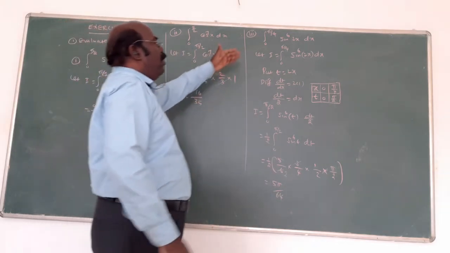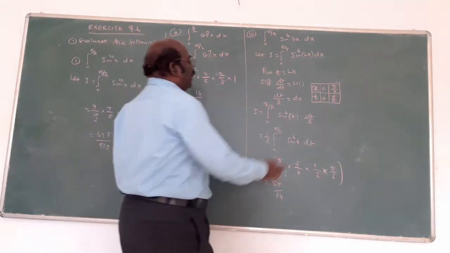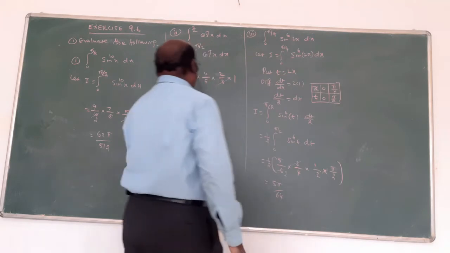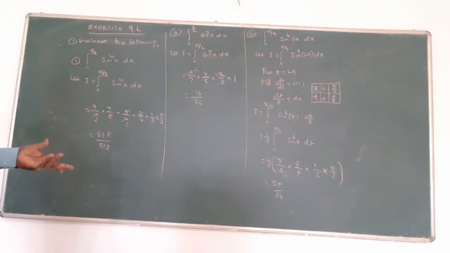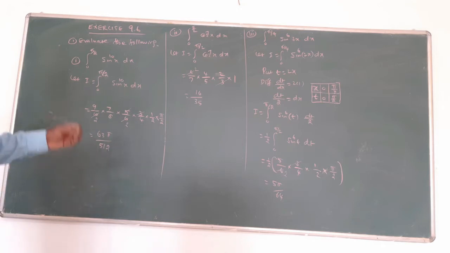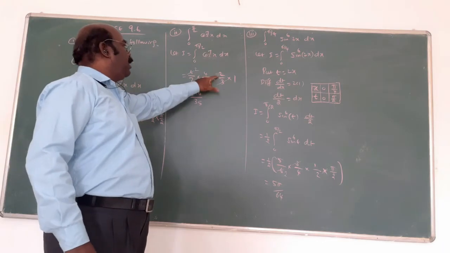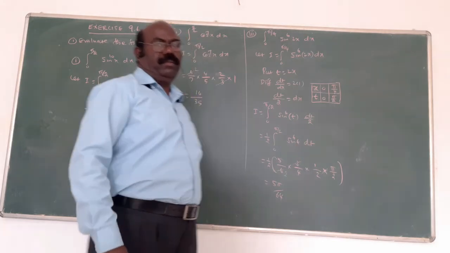In this problem, first the substitution method, then the reduction formula, within the bracket you put the reduction formula. This is enough. This question is a 2 mark or 3 mark question. If the power is an even number, then pi by 2 will come, and the last number is always 1 by 2. If it is an odd number, the last number is always 2 by 3, and you multiply only by 1. That's all.